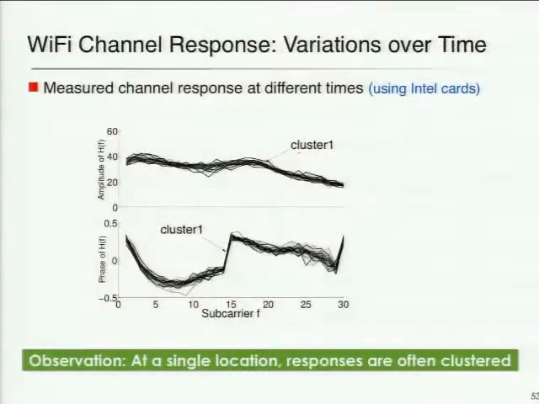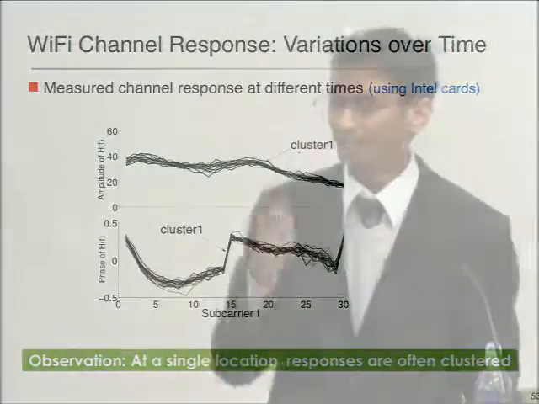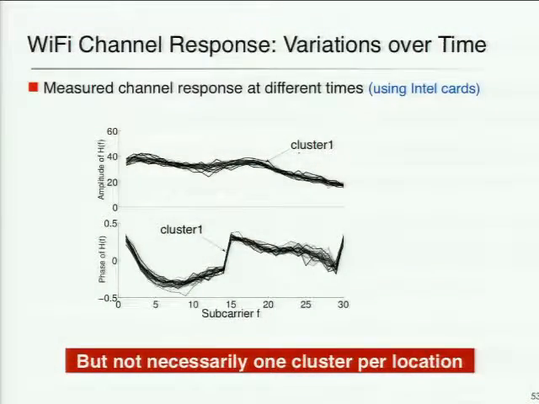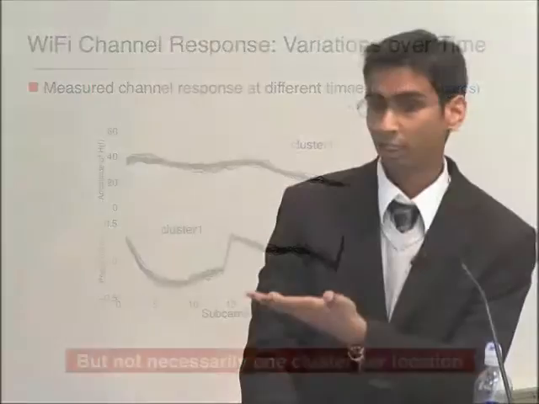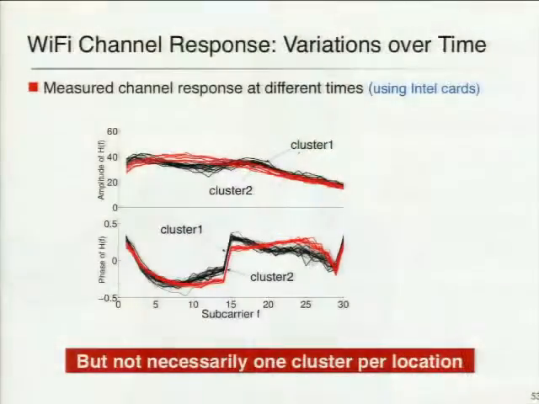So to understand that, we tried a lot of experiments using Intel 5300 cards. And we found that at a single location, in many cases, these responses are clustered, as I'm showing you in the figure here. So there are 20,000 responses in this figure, but as you can see, they're very much clustered. Now, of course, it is not necessary that you will have only one cluster in one location. In the same location here, at a later time, you can see another cluster.